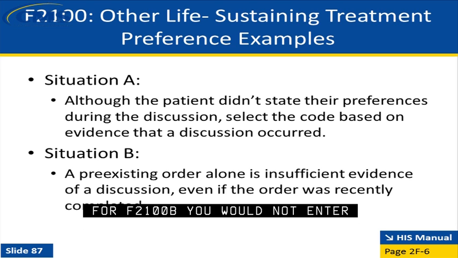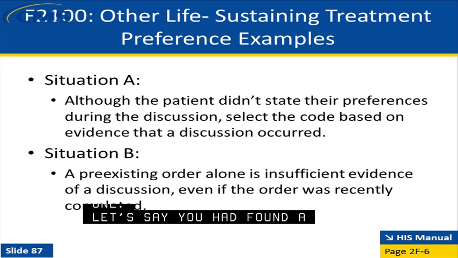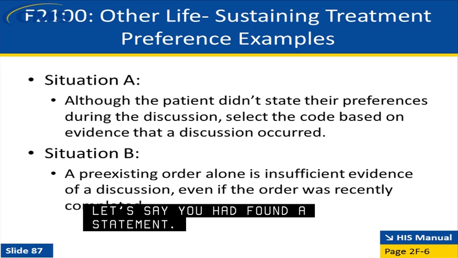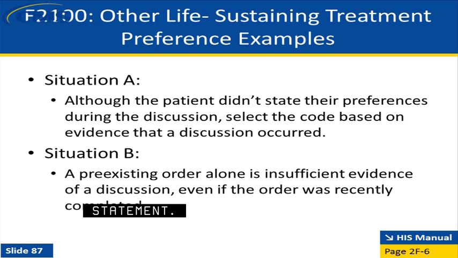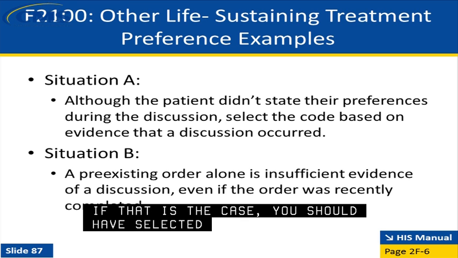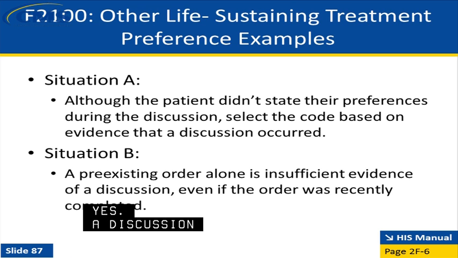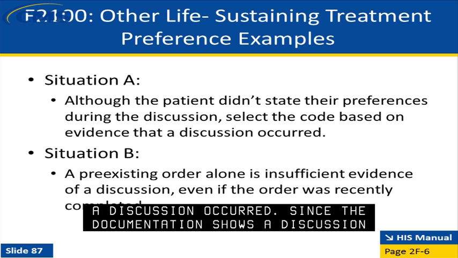Okay, so now let's say you had found a statement such as, desire to avoid all forms of life-sustaining treatments was confirmed with the responsible party, the patient's daughter. And let's say you found that in the documentation. If that's the case, then you should have selected code 1, yes, and a discussion occurred, since that documentation shows that a discussion took place and the hospice affirmed that the prior order still reflects their current preferences.